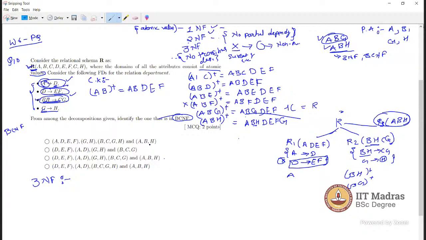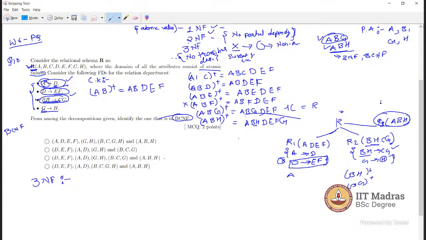One more condition is applicable here, that there should not be any transitive dependency. Is there any transitive dependency here? Okay, we'll see that. BH determines CG, so this is satisfying the 3NF condition, right? G determines H, it will also satisfy the 3NF condition. So this R2 is in 3NF. Can you say that?